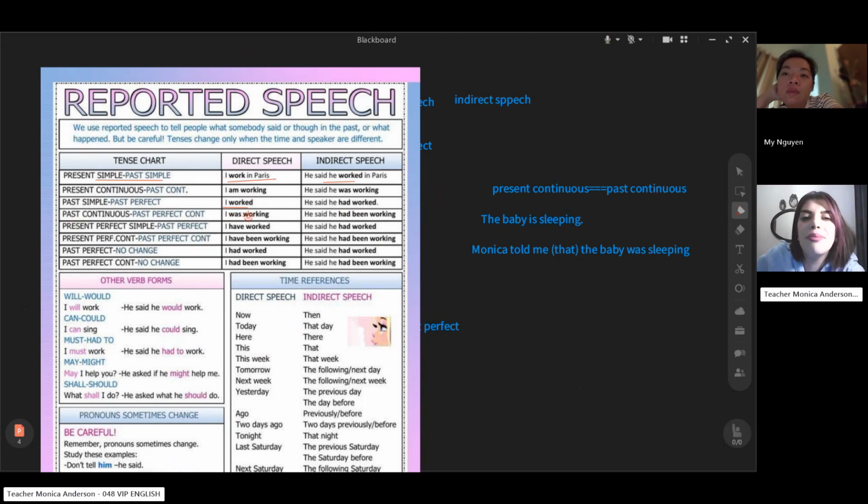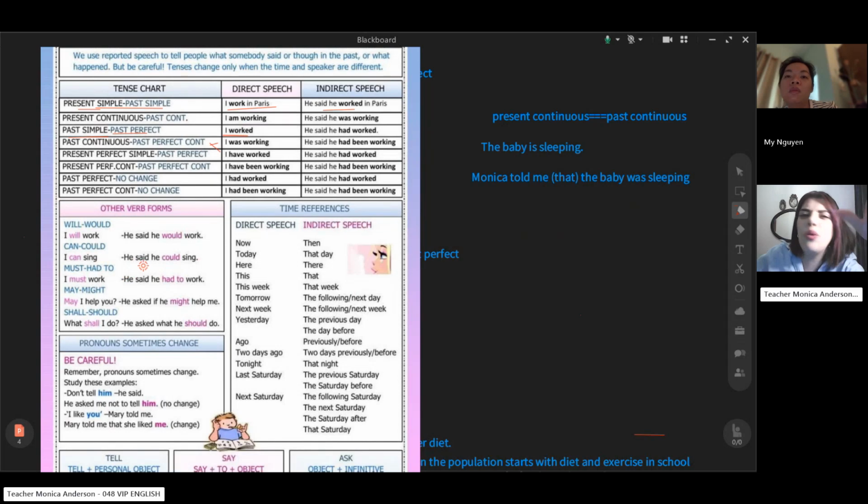Past continuous, past perfect. You don't actually need to learn this one because it's a bit confusing, and you've not learned this structure. Just present simple and past simple should be changed to past perfect. And we have will, can, so I will teach you later, not now. The point here is that of course we use time expressions.